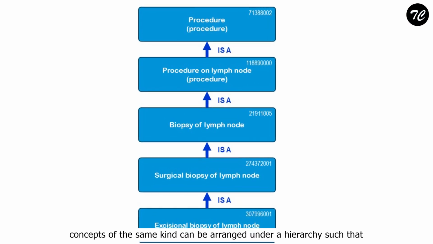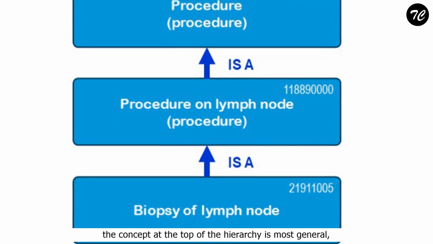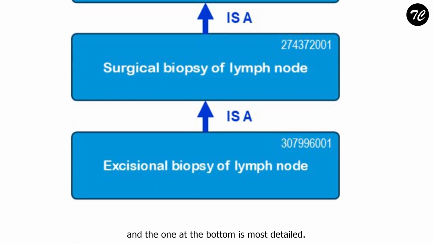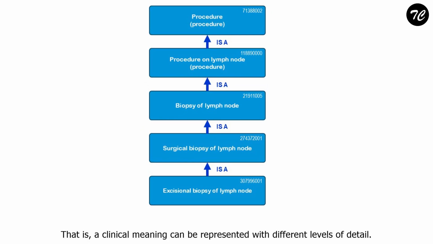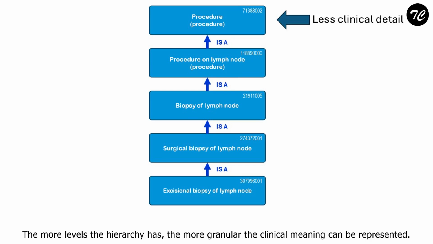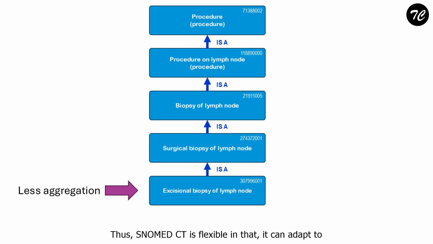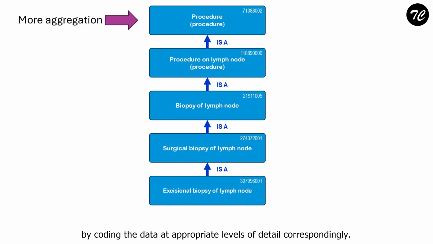With is a relationship, concepts of the same kind can be arranged under a hierarchy such that the concept at the top of the hierarchy is most general, those below are more specific, and the one at the bottom is most detailed. That is, a clinical meaning can be represented with different levels of detail. The more levels the hierarchy has, the more granular the clinical meaning can be represented. Thus, SNOMED-CT is flexible in that it can adapt to the comprehensiveness of the available clinical data by coding the data at appropriate levels of detail correspondingly.